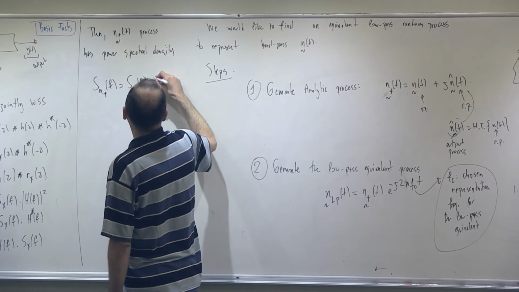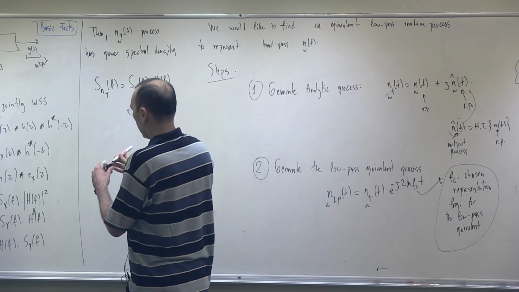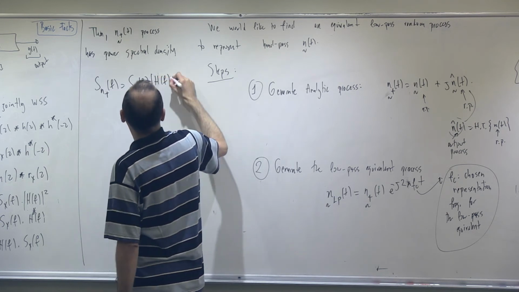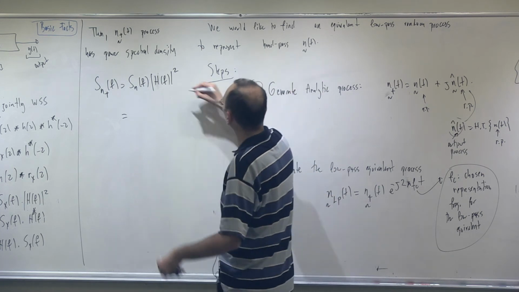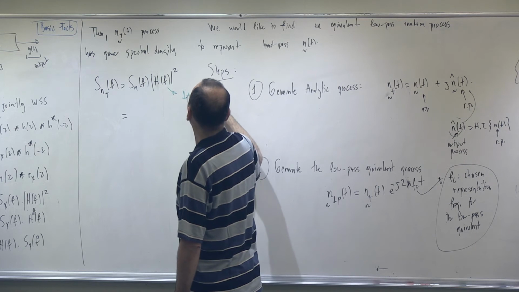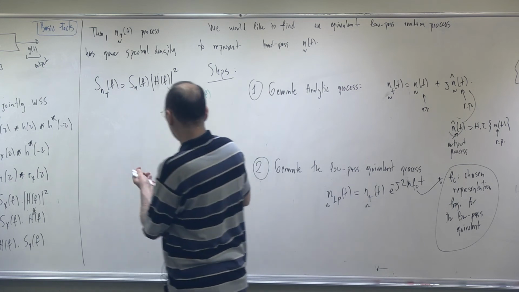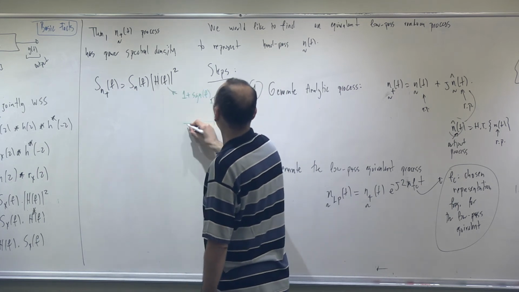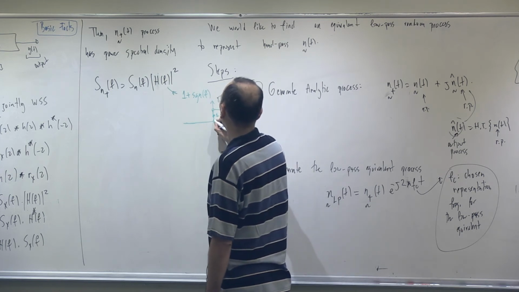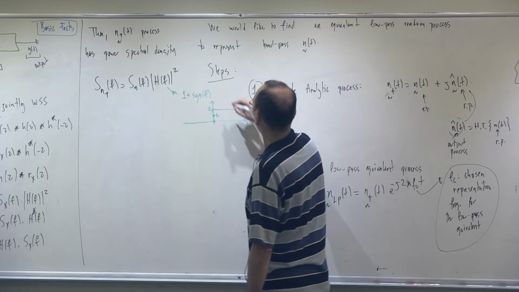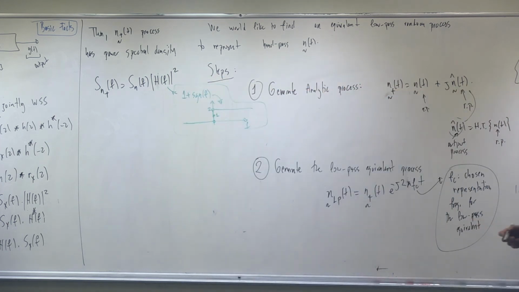S n of f times, let's say, h of f as we have defined, magnitude square. Okay, so this is the filter in green, I guess. So this is 1 plus signum f. If I sketch this function, it's taking the value of 1 over here, 0 over here, 2 over here. This function is over here. Okay, 1 plus signum f.